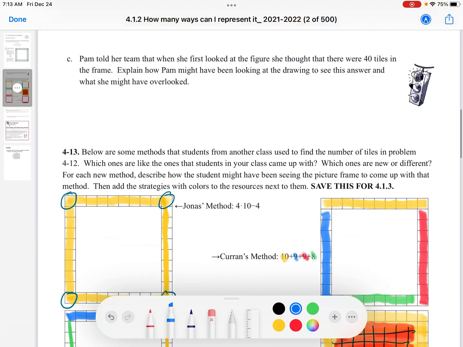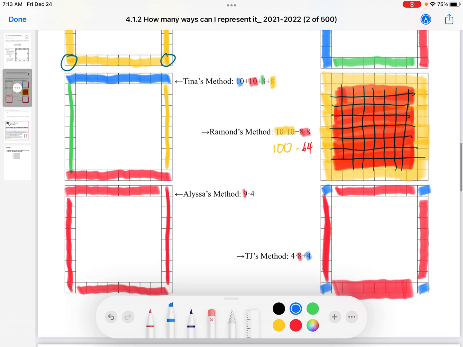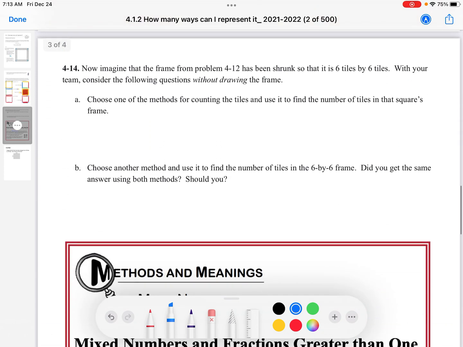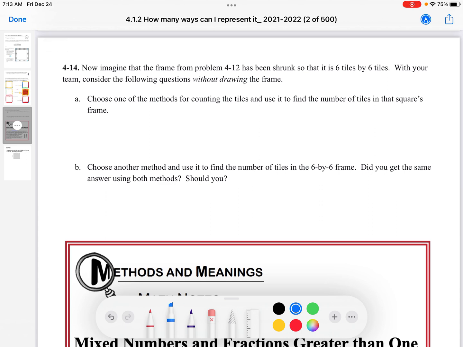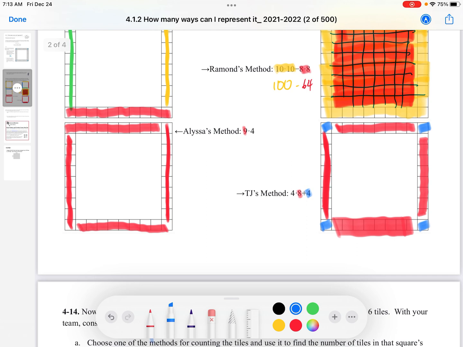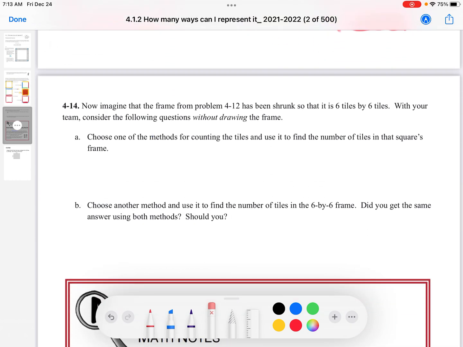Save this for Thursday's lesson. I just cruise through this. This usually takes a long time for kids to look at and process. Now imagine the frame from problem 412 has been shrunk, so it's 6 by 6. That means that instead of 10 along this side, that's that 10, we are having it 6, okay? All right, so with your team, consider the following questions without drawing the frame. Choose one method for counting the tiles and use it to find the number of tiles in that square's frame.